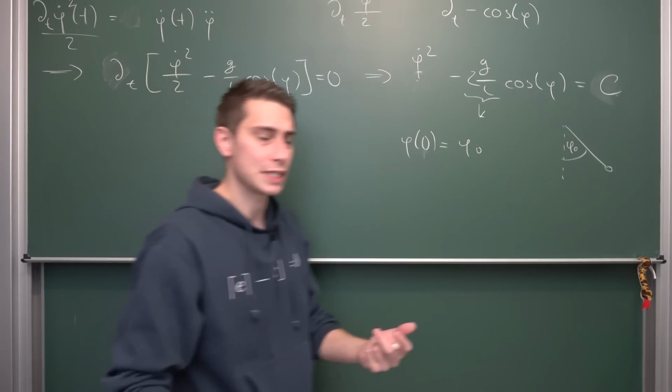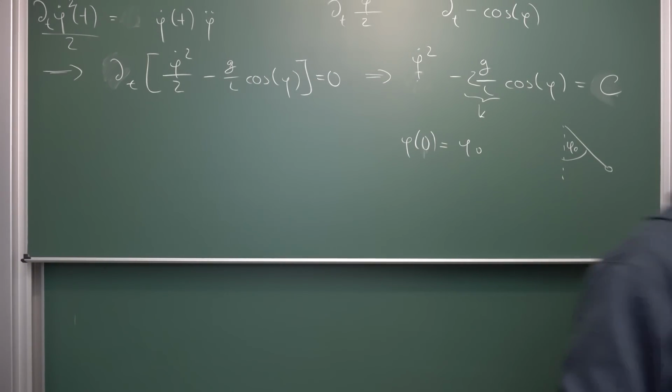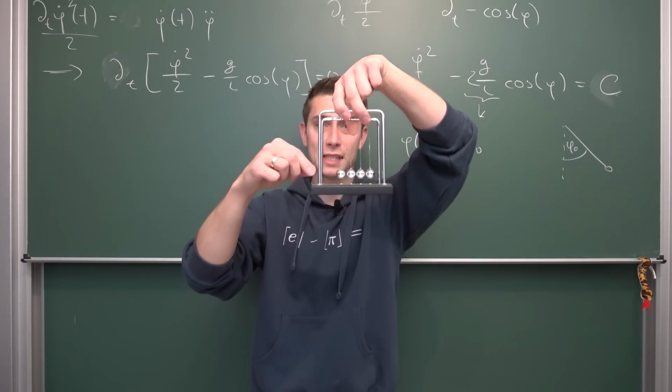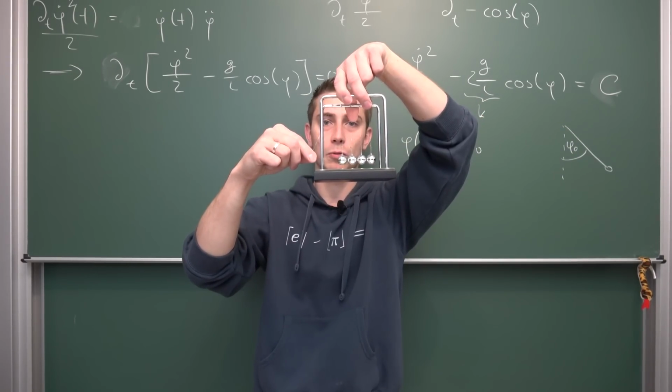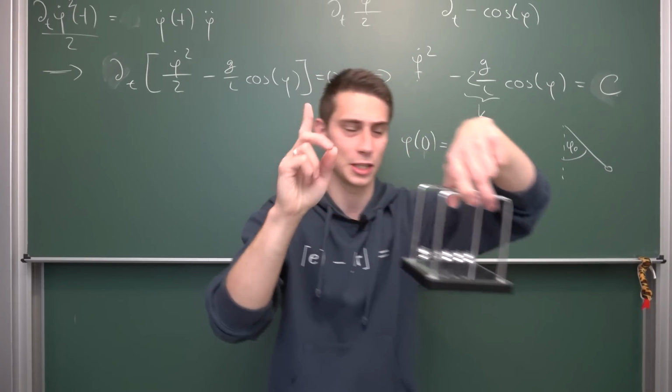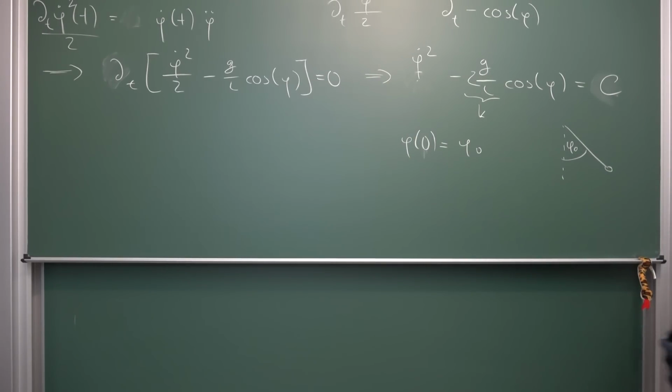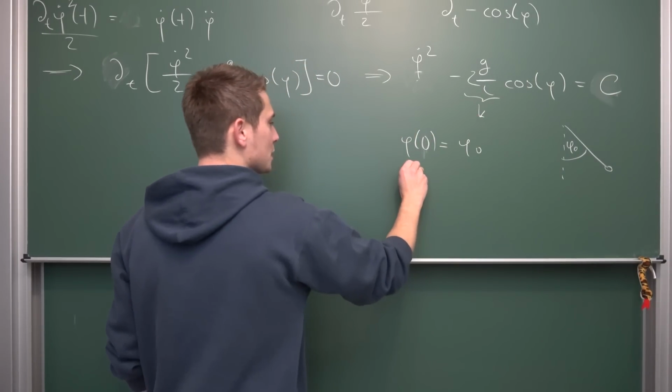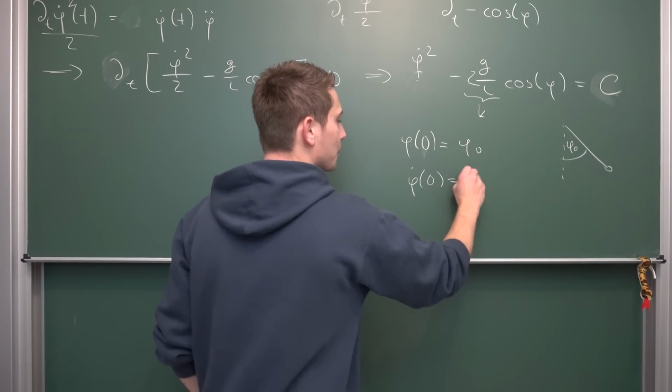But before we start the pendulum swinging, what is its initial angular velocity? Well, it's 0 obviously. I'm not letting go of this thing. Now it has an angular velocity, but before it really didn't. Meaning our phi dot at the point t being equal to 0 is 0.